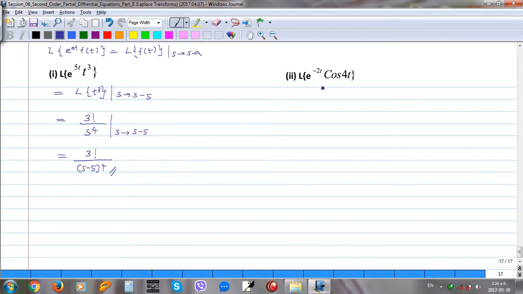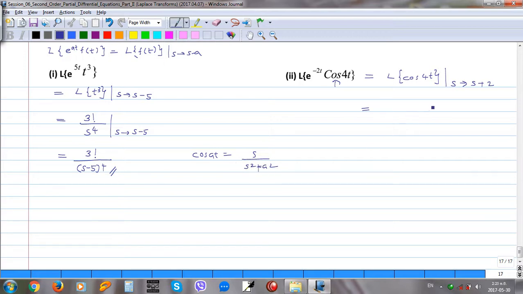There is another example that is also the same, e to the power minus 2t times f(t). Now f(t) equals cos 4t. Then I can write how? L{cos 4t} only, but s goes to s minus a. Now a equals minus 2. s minus minus 2 means s plus 2, right? Then you know that if cos at is there, you can write s over s square plus a square. This is the formula: L{cos at} equals s over s square plus a square, right?